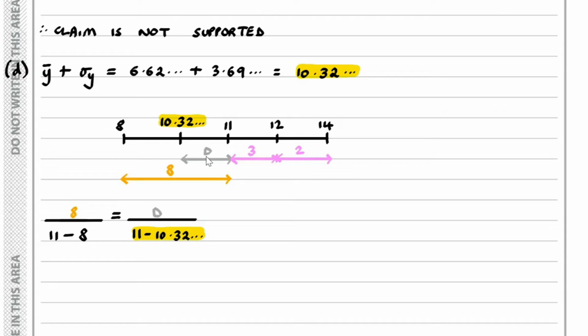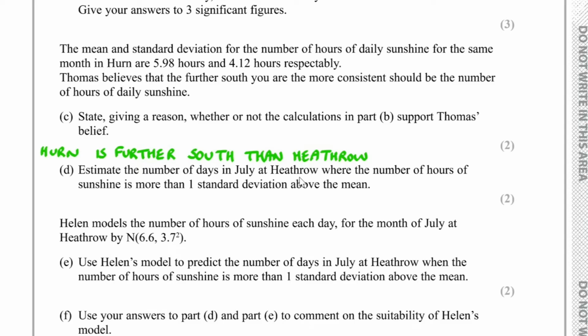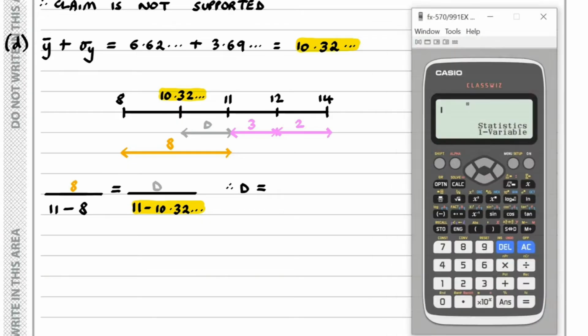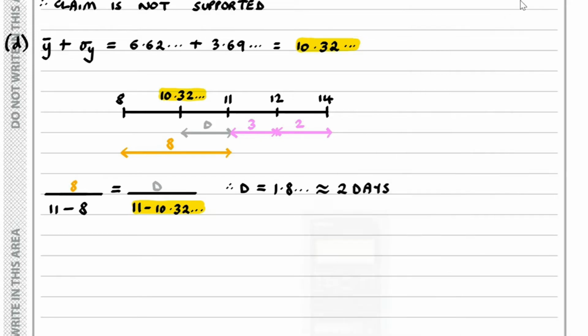And so the total number of days once we find out what D is will be this value plus the 3 plus the 2, because if we go back to the question, we're finding out the number of days in July where the number of hours of sunshine is more than one standard deviation above the mean. So, if we find out what D is, we have 8 divided by 11 take away 8, multiplied by 11 take away 10.32, which is 1.8, etc., which is 2 days approximately. And so, therefore, the total number of days will be this 2 plus the 3 plus the 2, which is 7. So we've got 7 days.